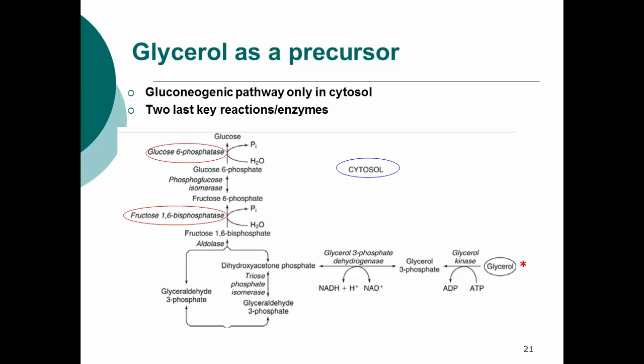So glycerol 3-phosphate is converted, kind of backwards through the glycolytic pathway, to dihydroxyacetone phosphate, and this is eventually converted to fructose 1,6-bisphosphate, fructose 6-phosphate, glucose 6-phosphate, and then eventually glucose. So these are the two key reactions involved in gluconeogenesis from glycerol, right?